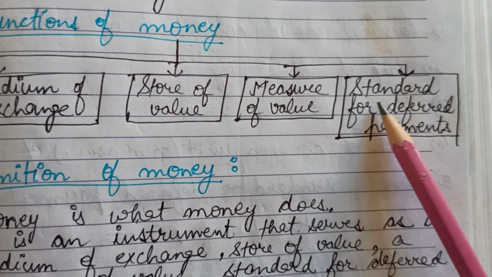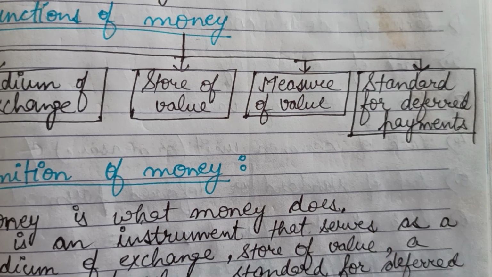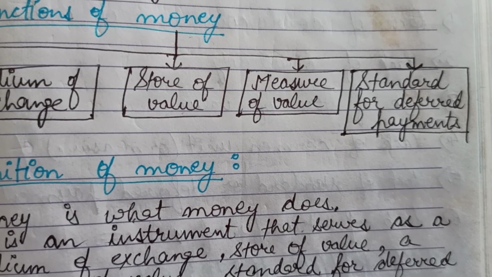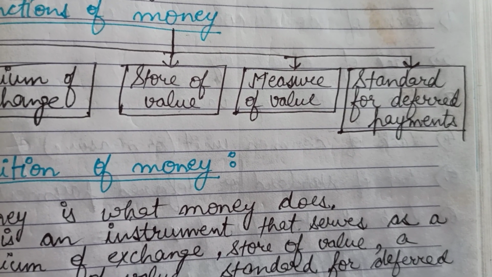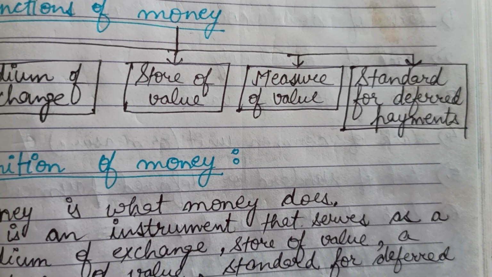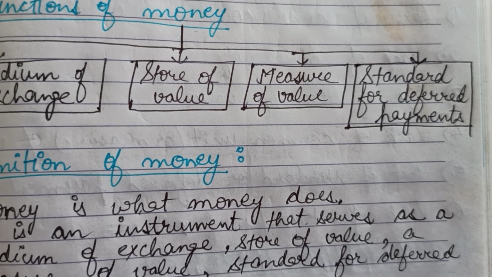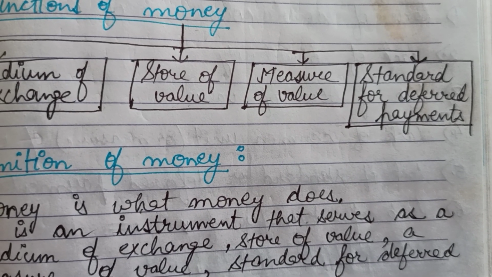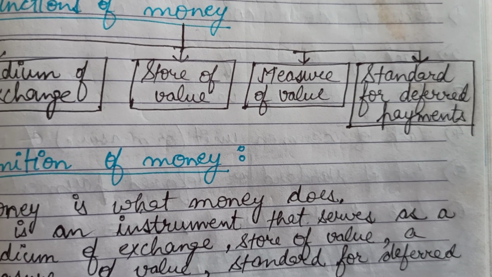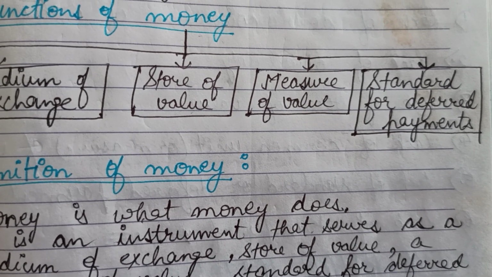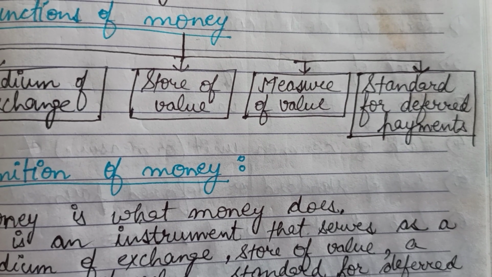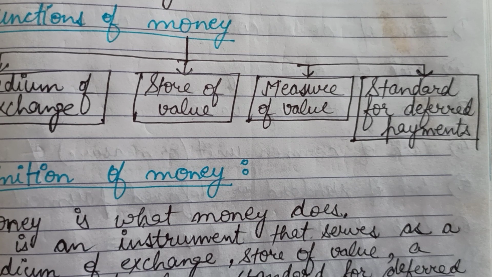And the last one is standard for deferred payments. Now money can also be used as a standard for deferred payments, and deferred payments are also known as future payments. Basically, these are those payments which are made in the future. If I am purchasing some item and I say that I will pay for that to you in the coming times or in the future. Like there is the present facility of 0% finance in which people purchase items, but the payments for that are made in the future in the form of installments. So what is that? That is deferred payments, which is only possible with the evolution of money.